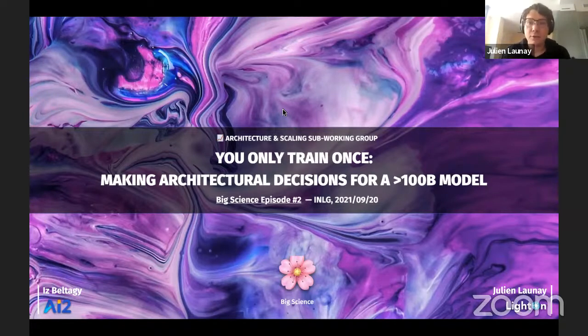The idea of this talk is that BigScience wants to build a 300 billion something parameter model, so a very large one. And obviously we are not going to be able to train five of these, not only in terms of GPU hours, but also of human time involved. So we have to make architectural decisions on smaller models and then make sure that they will scale to the bigger model. That's the entire problem of our working group.